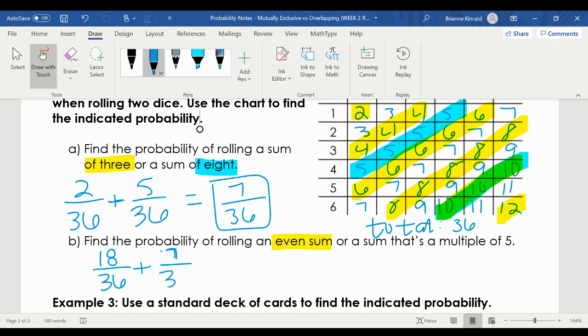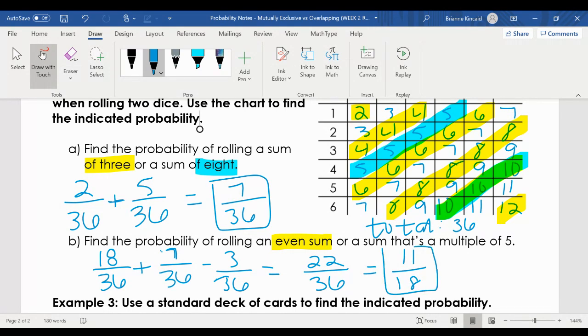Now, what you should notice is 3 numbers have changed to green, the 3 10s, because 10 is even and a multiple of 5. So I have to make sure I subtract 3 out of 36, which is going to give me a final answer of 22 over 36, or 11 over 18. I can't stress enough, highlighters in this case are really, really easy to use and to help you tell.